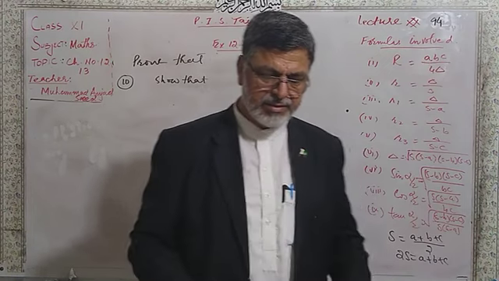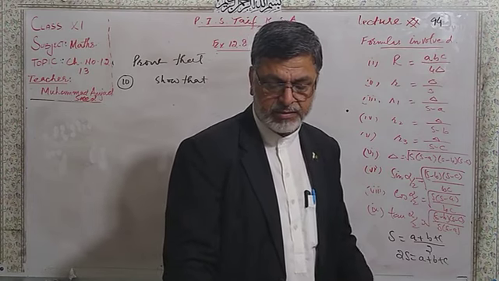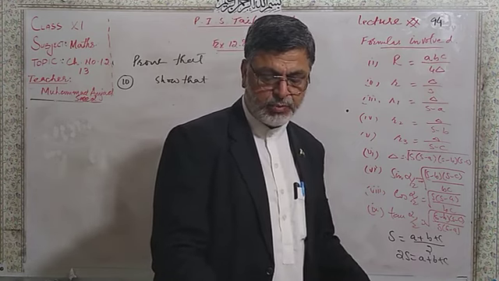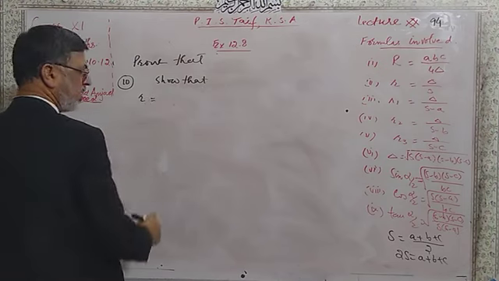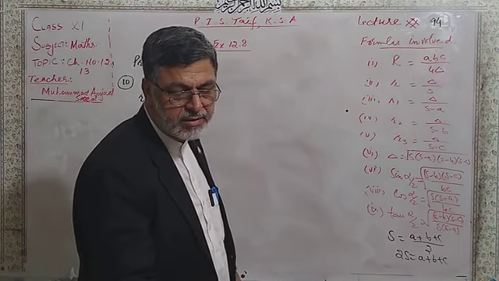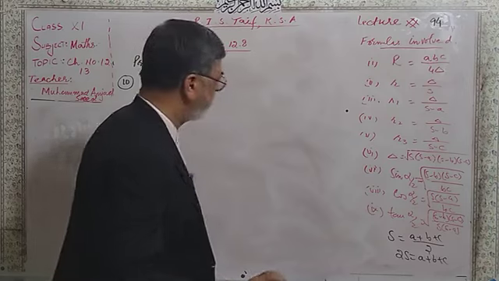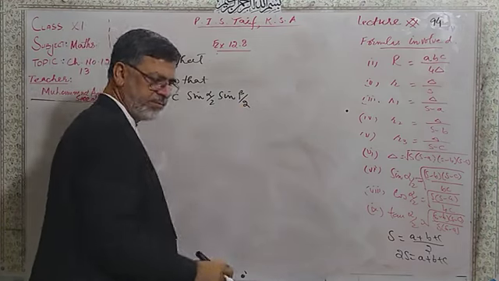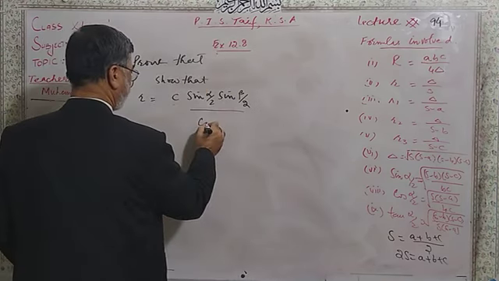Question number 10 is, what about question number 10? We have one relation with R of 3 different terms. So we can take 1 out of this to prove that is equal to R. Prove that or show that R is equal to, and taking last part, C sine alpha by 2, sine beta by 2, over cos gamma by 2. Same method for all parts.